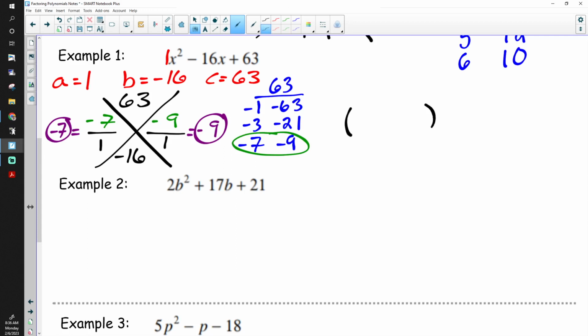So draw your 2 parentheses. Put your x's in there. And we just put in the left and right numbers. I'm going to have x minus 7 because it's negative, and I'm going to have x minus 9. And that quadratic, that polynomial, is factored. This is factored form. We can stop right here.